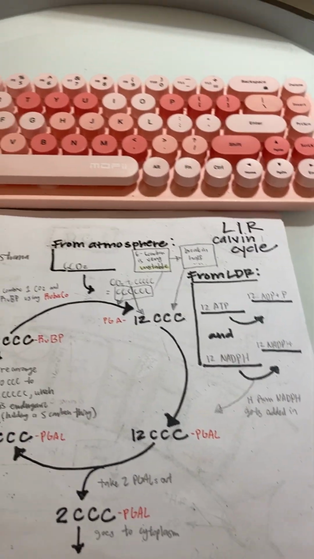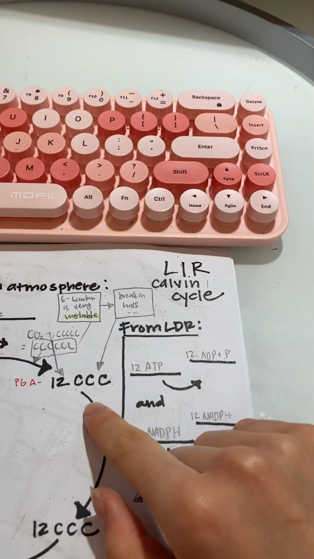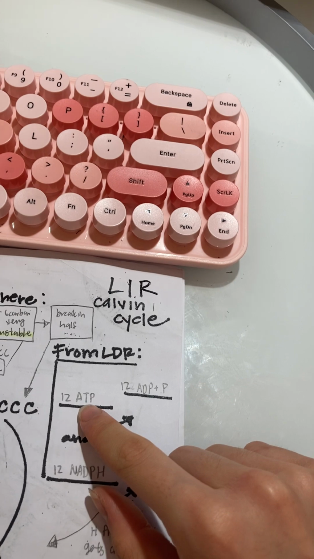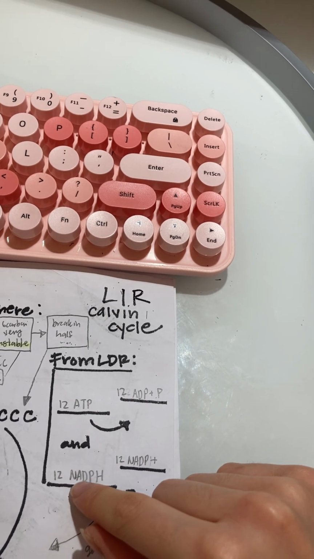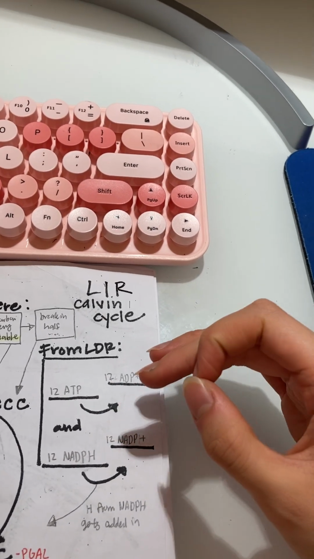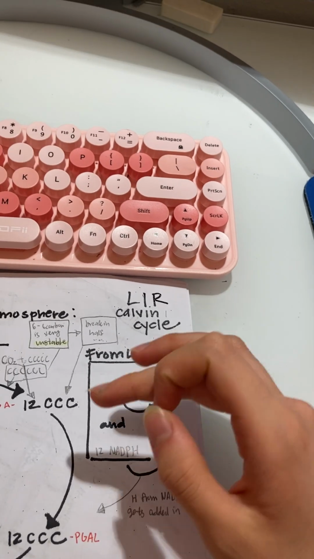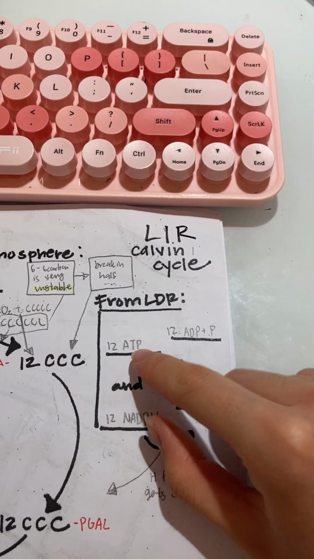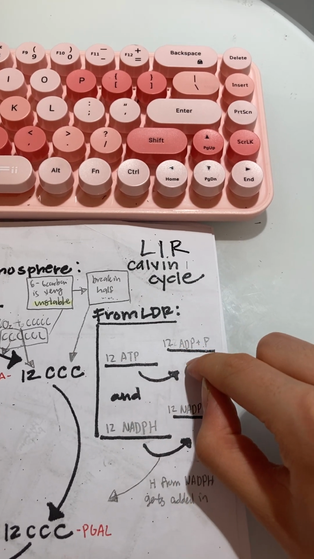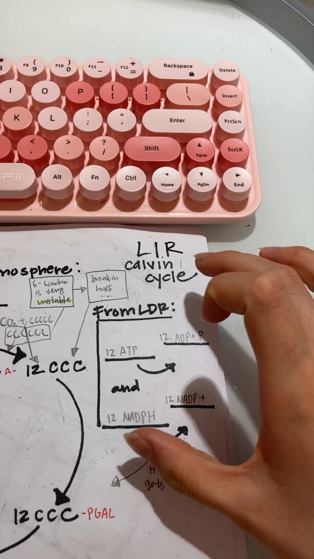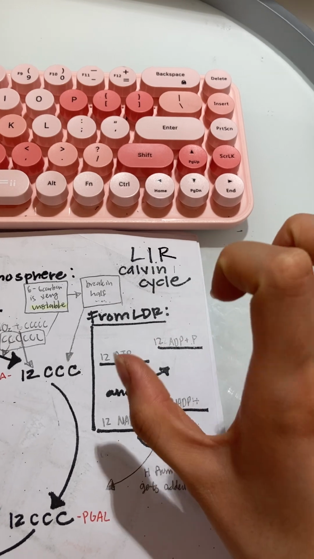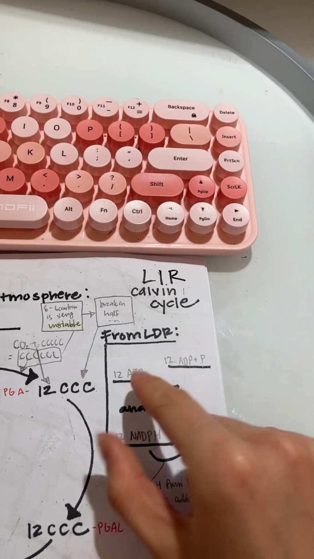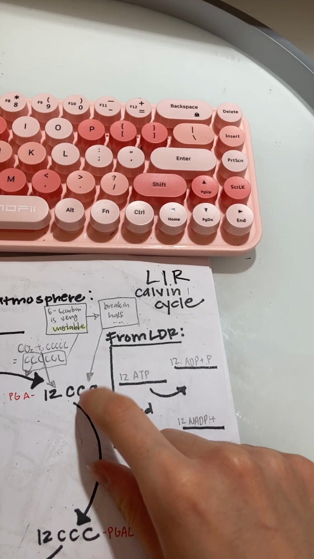Okay, and then now that we have 12 PGAs, remember from the LDR how we got ATP and also NADPH? Well, now we use the ATP and NADPH in the light independent reaction. So basically, ATP will break, forming ADP plus P. And remember, when ATP breaks the bond between these two, it'll release energy. So this gives energy to that.